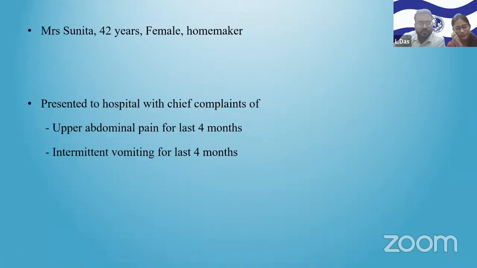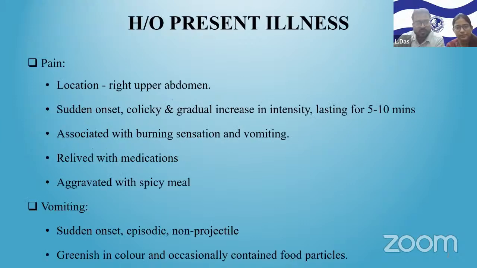Mrs. Sunita, a 42-year-old female, homemaker, presented to the hospital with the chief complaints of upper abdominal pain for the last 4 months and intermittent vomiting for the last 4 months. History of present illness: the pain was located in the right upper abdomen, sudden in onset, colicky in nature, and gradually increasing in intensity, lasting for around 5 to 10 minutes.